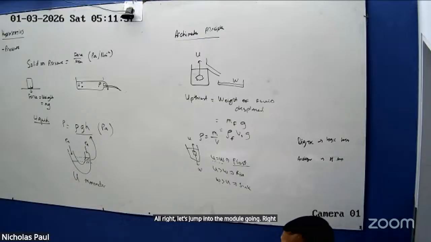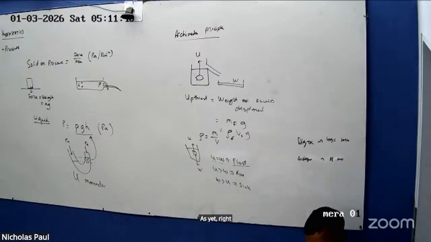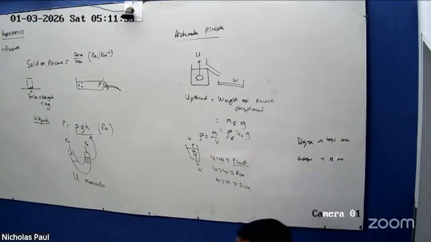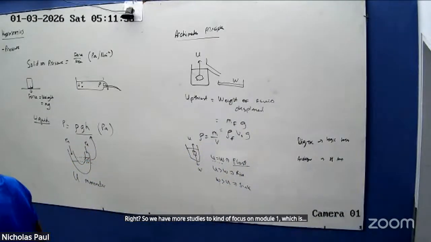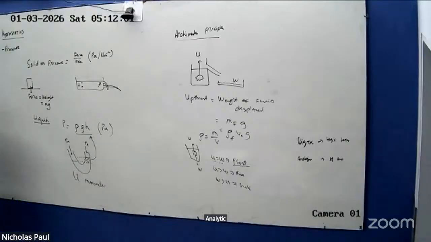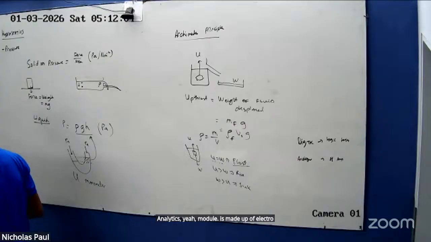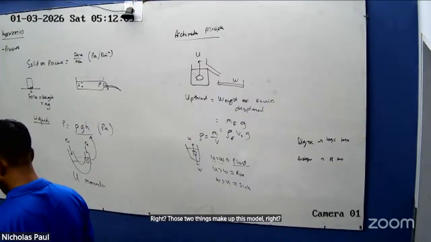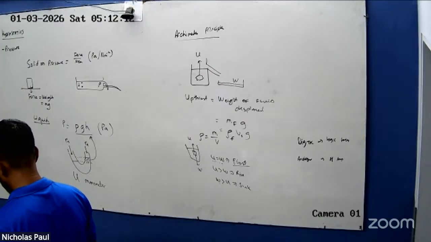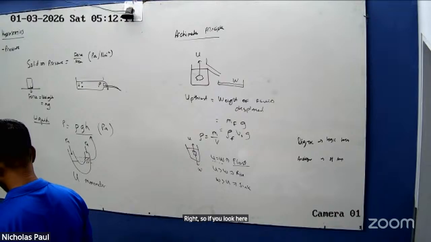I'm not sharing this handout as yet, right? Still have some mistakes. So we have most of this term to focus on module one, which is the trickier module. It is made up of electrostatics, electricity, and magnets. Those three things make up this module, right?